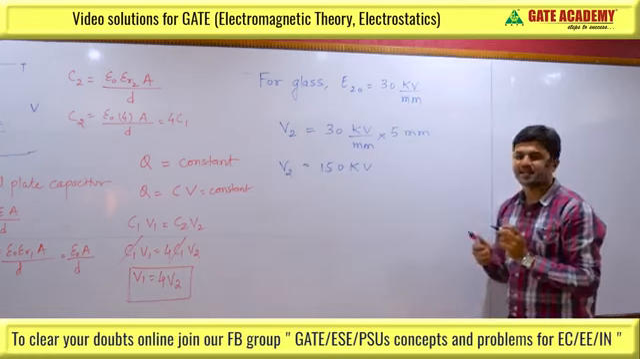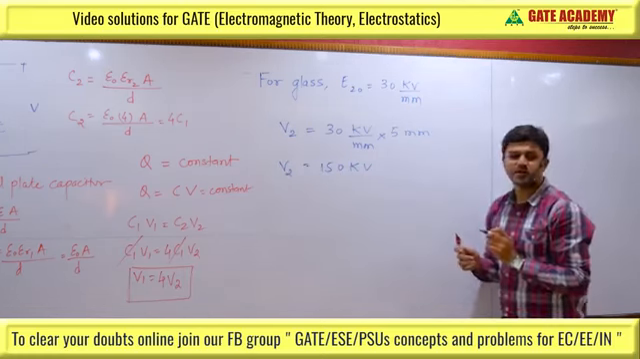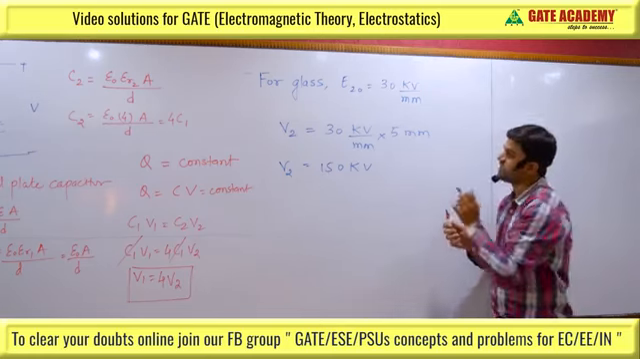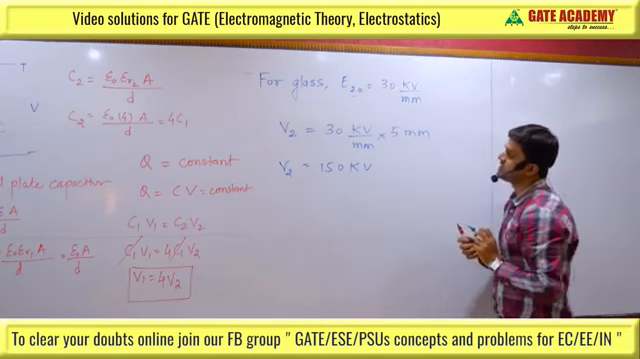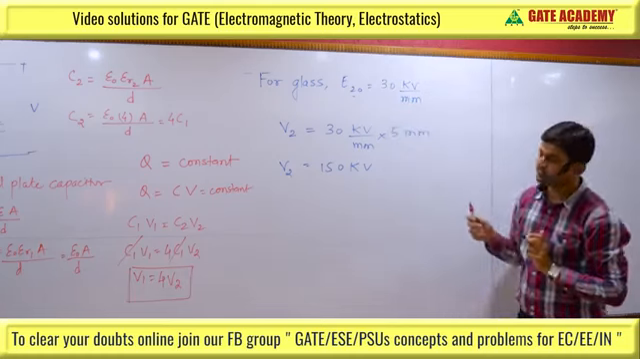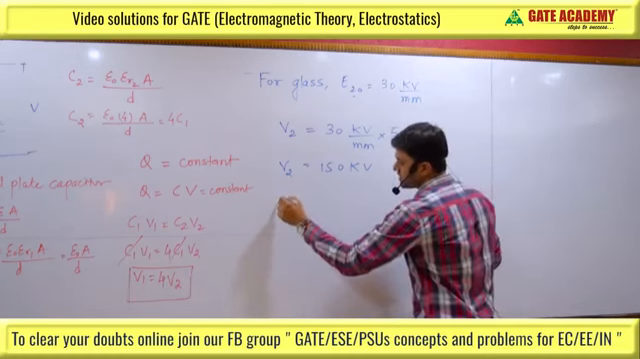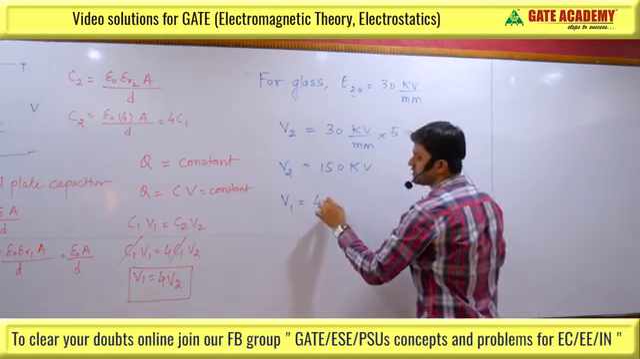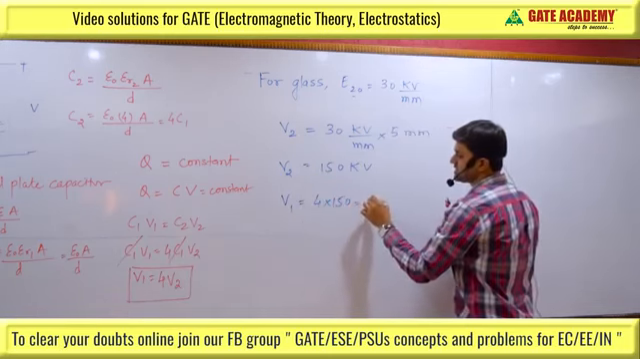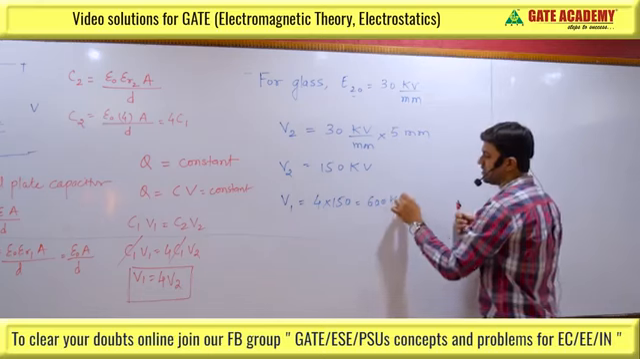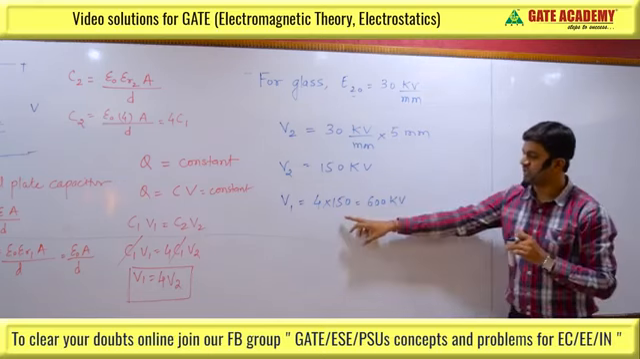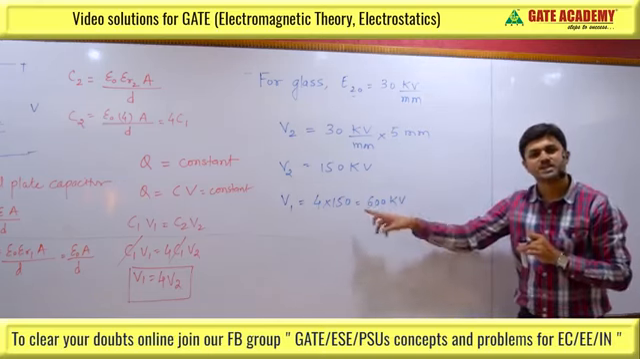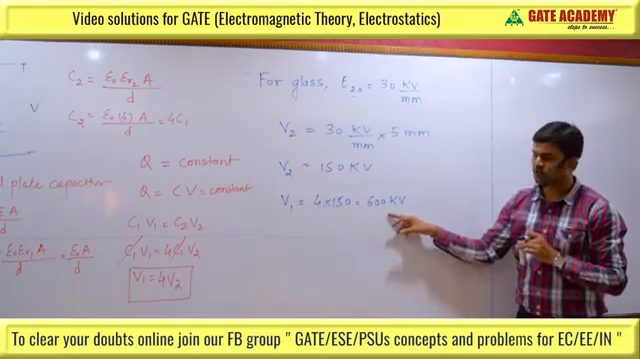So, across the second capacitor, voltage should be 150 kilovolt if we consider the dielectric strength of glass. So, we know that V1 equal to 4 V2. So, this is nothing but 600 kilovolt. So, the voltage across the first capacitor is 600 kilovolt.